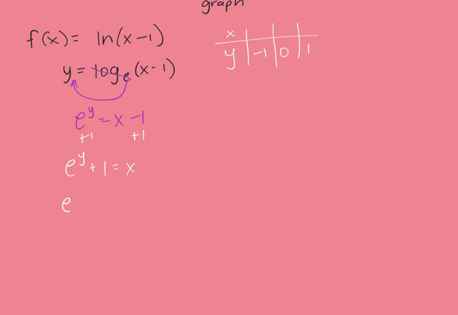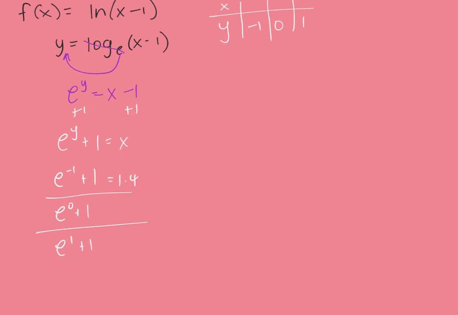So I would get e to the negative 1 plus 1, e to the 0 plus 1, and e to the first plus 1. So e to the negative 1 is 0.367 plus 1, so we're going to do 1.4 because you're not going to get more accurate than that on your graph. e to the 0 would be 1 plus 1, that's 2. e to the first is 2.7 plus 1, so 3.7.